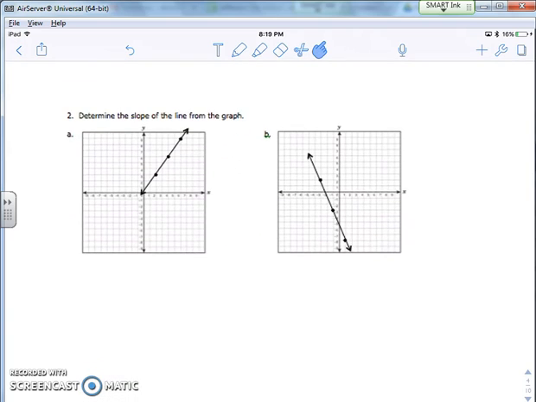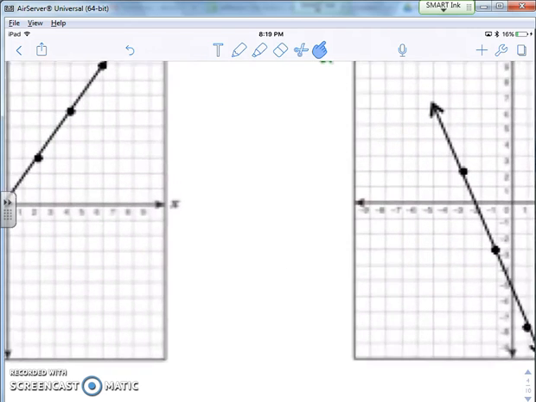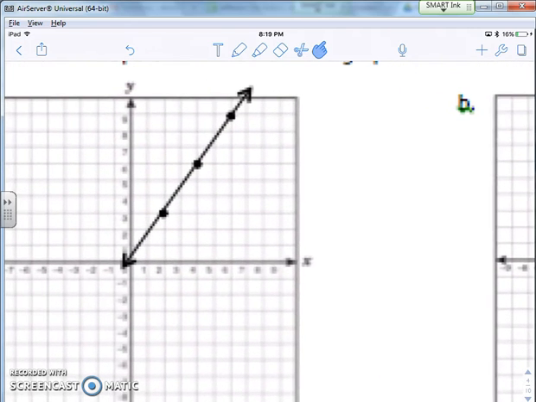Determine the slope of the line from the graph. We've actually already done this quite a few times. Let's just do one of these. And the numbers are a little blurry, but I think we can figure it out. So this is a 2, and this is a 3. This is a 4 over here. But it's a 6. 1, 2, 3, 4, 5, 6.